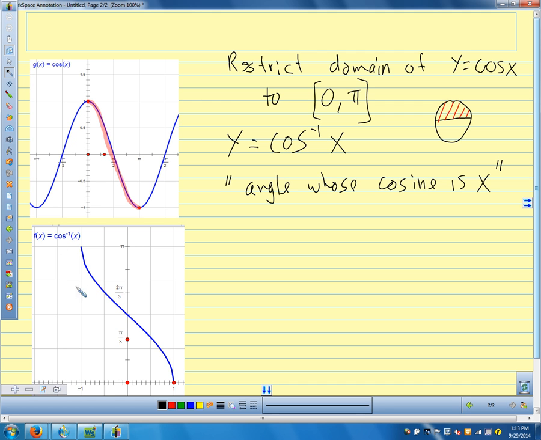Questions before we go on? So what I want to do is talk about our restriction for tangent, and then we'll kind of bring everything together, and then we'll do some more examples.